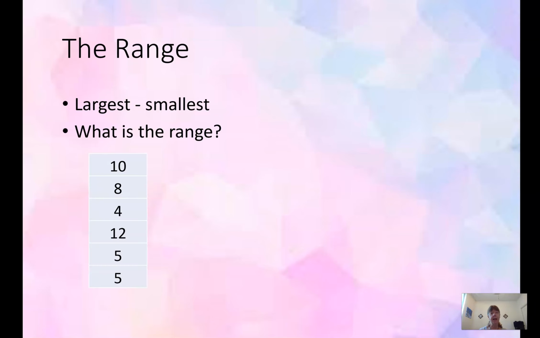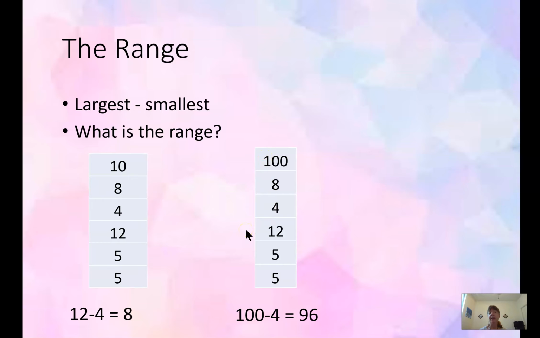So in this set of data, what is the range? You might want to pause and calculate it for yourself. The largest score is 12, and the smallest score is 4. So the range is 12 minus 4, which is 8. Now I'm going to show another one that's similar but a little bit different. In this set of data, what is the range? Well, all the numbers are the same, except I changed that 10 into 100. So now the range would be 100 minus 4, which is 96.